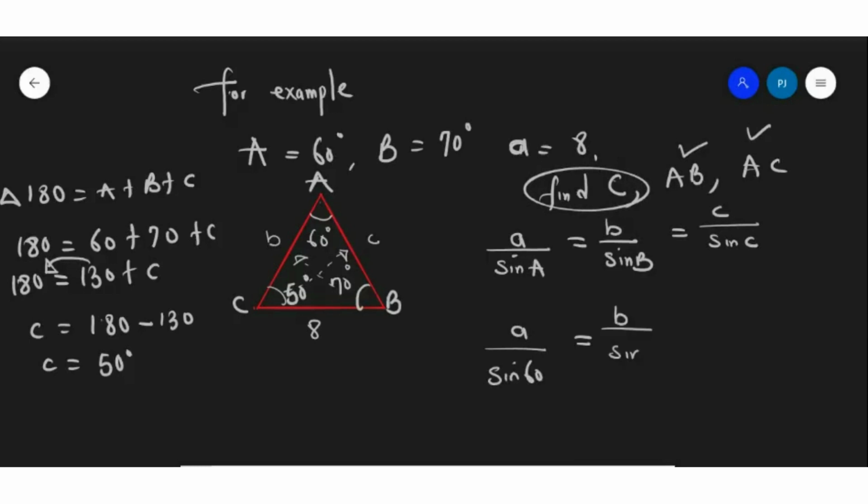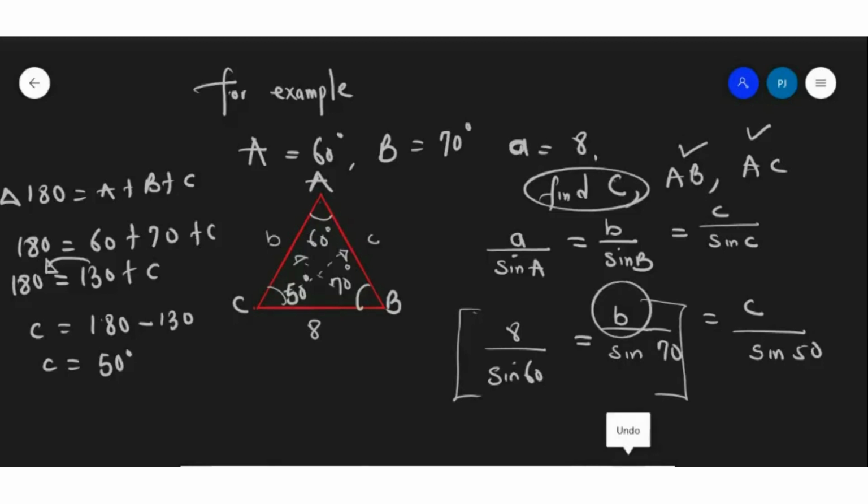So over sine B. What is my sine B? As you can see from here, sine B is 70 degrees, which is equal to my C over, I know my A, so I'm going to put my A here as 8. And what is my C? Sine 50 degrees. Remember, when you sum the total angles in a triangle, it's equal to 180 degrees. You must always remember that. So guys, I can use the first two in order to find the missing side for B.